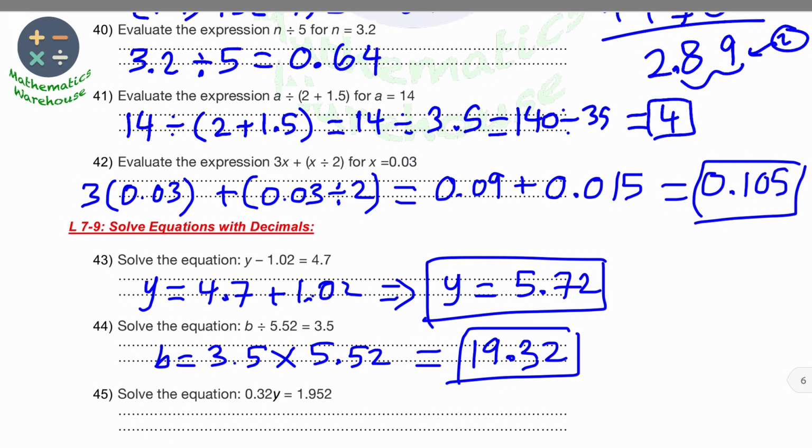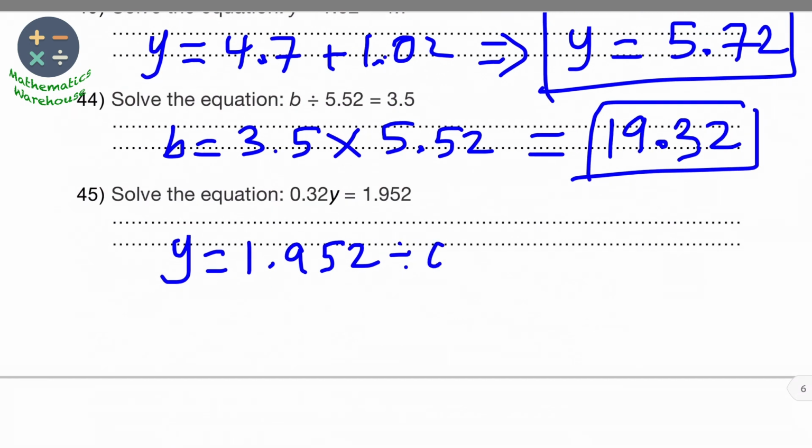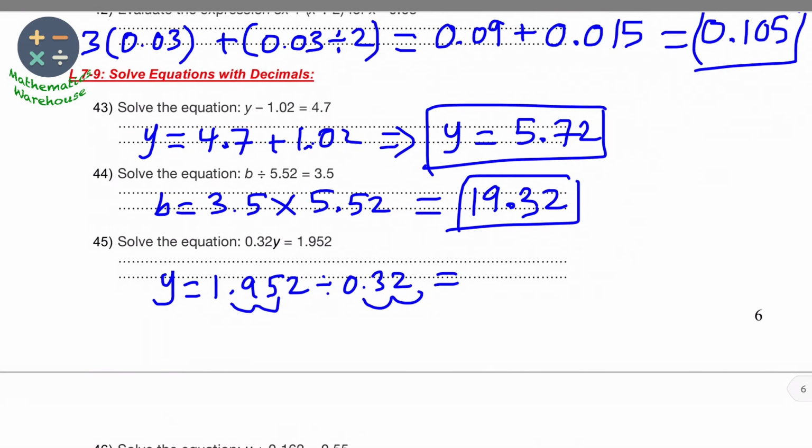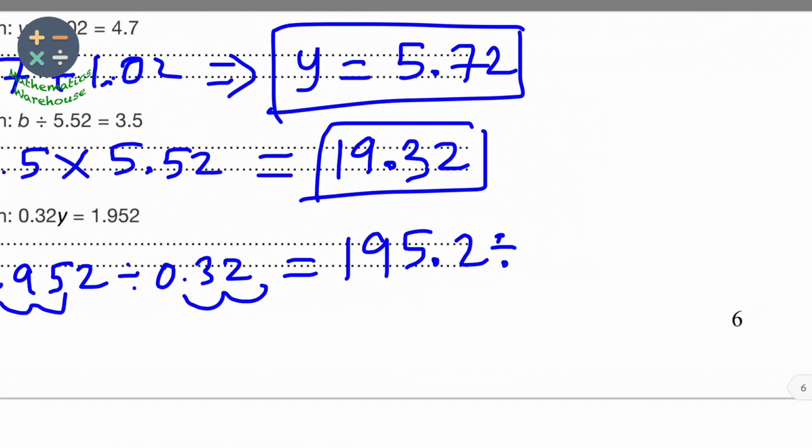Next question, solve the equation 0.32y equals 1.952. We have multiplication here, so we're going to divide both sides by 0.32. So y equals 1.952 divided by 0.32. As we said, we cannot divide with a divisor that has decimal places, so we have to multiply both sides by 100. Now it's 195.2 divided by 32.